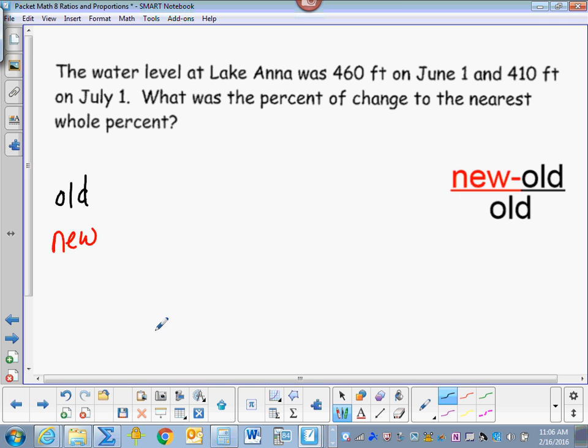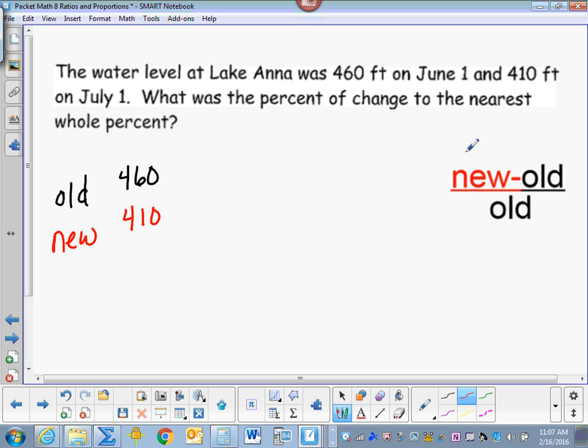The water level at Lake Anna was 460 feet on June the 1st and 410 feet on July the 1st. What was the percent of change to the nearest whole percent? Well, the original water level was 460 feet. And then the water level fell to a new height of 410 feet. So the water level decreased.